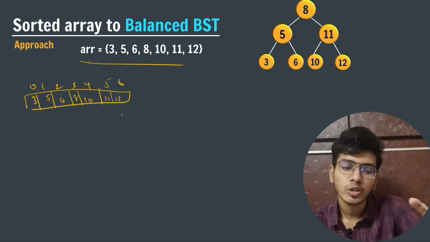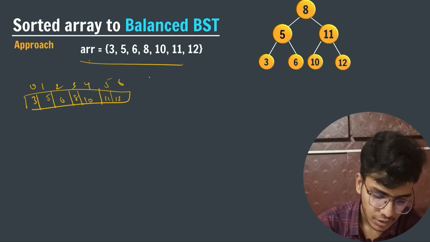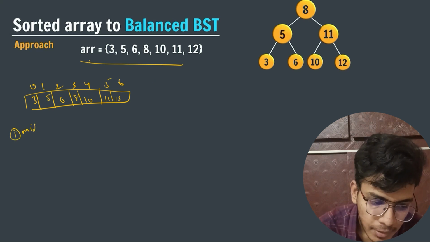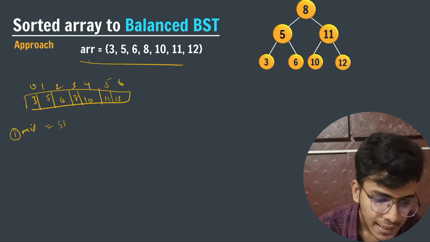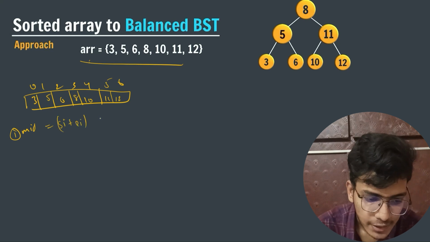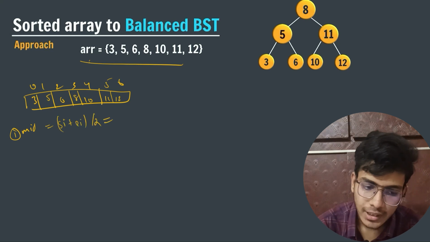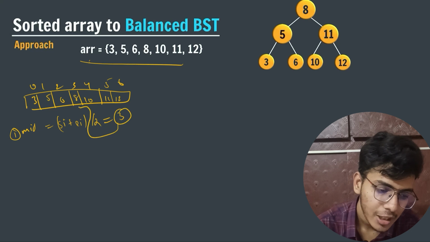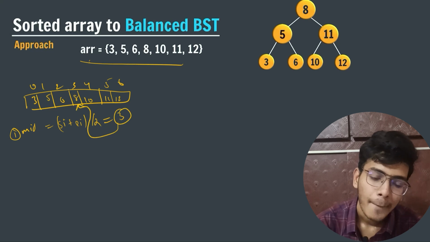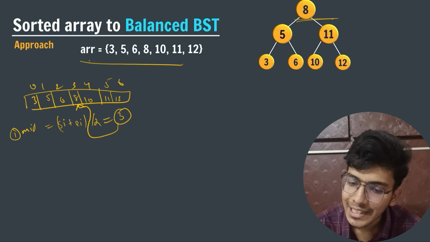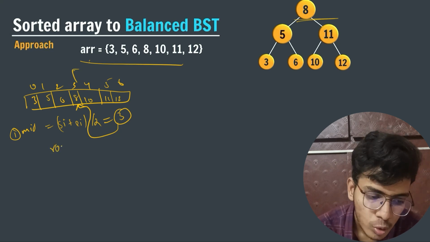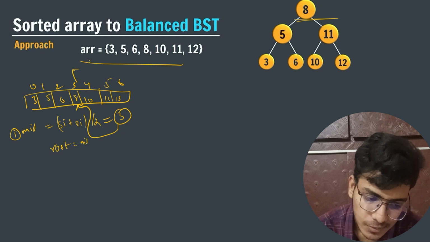So the first step is to calculate the middle element, that is, the starting index plus the ending index, divided by 2. I will calculate the middle index. Here the middle index is 3. Whatever element is present at that middle index, I will make it the root node. You can see that 8 is my root node, and it sits at the middle index. So I will make the root node equal to the middle element.